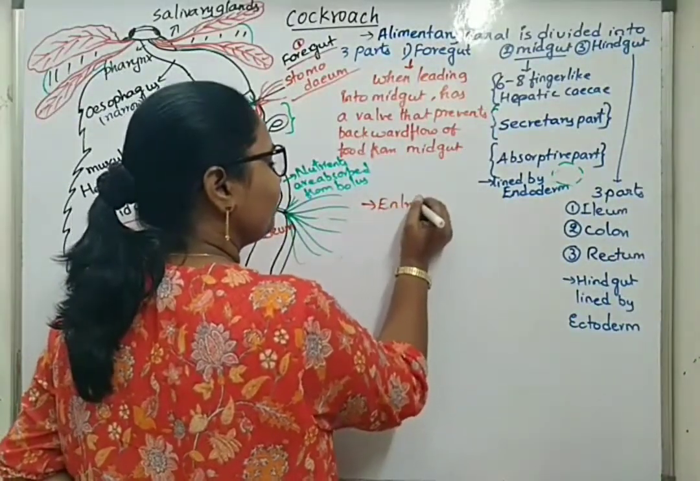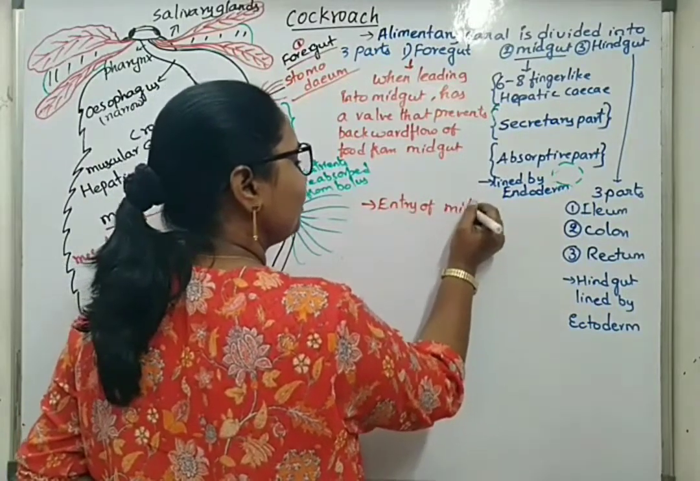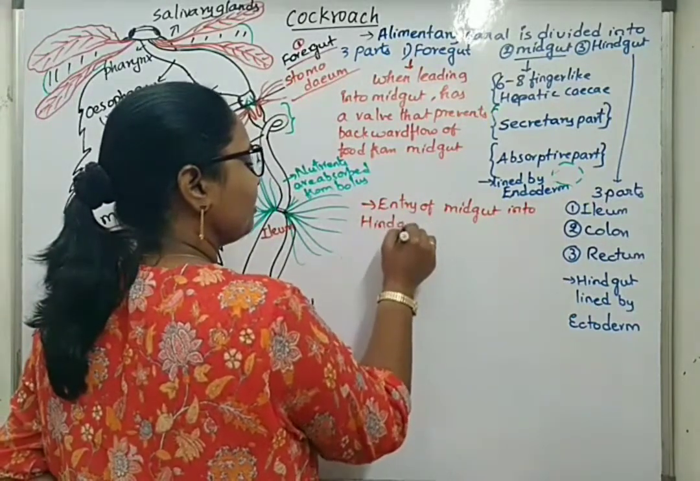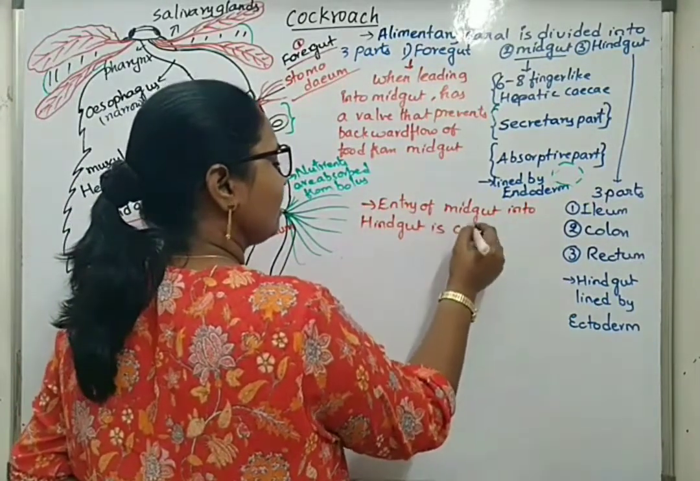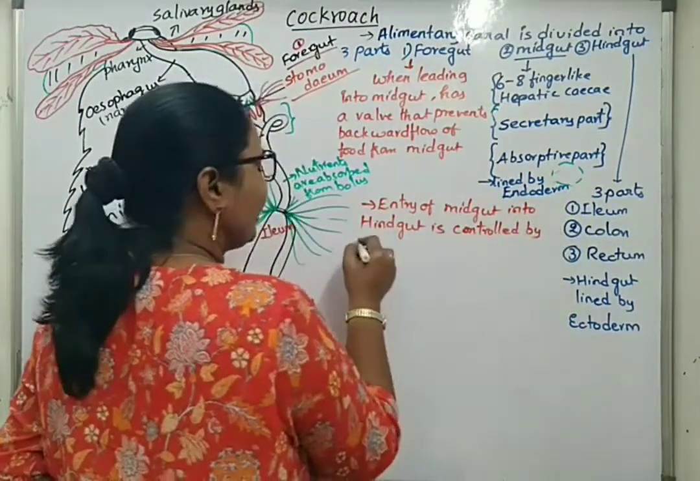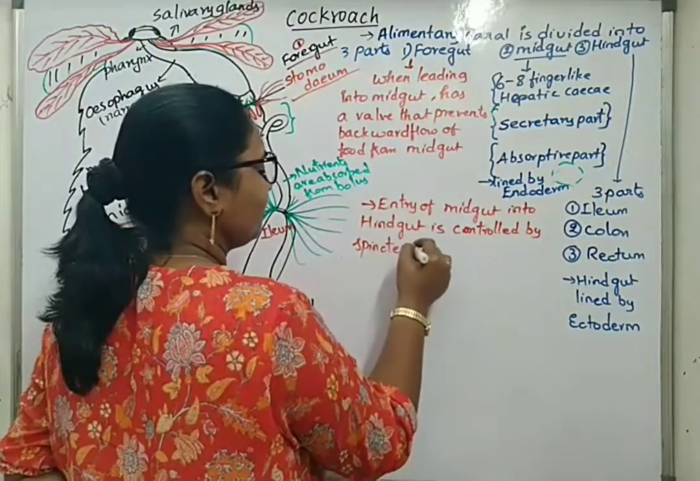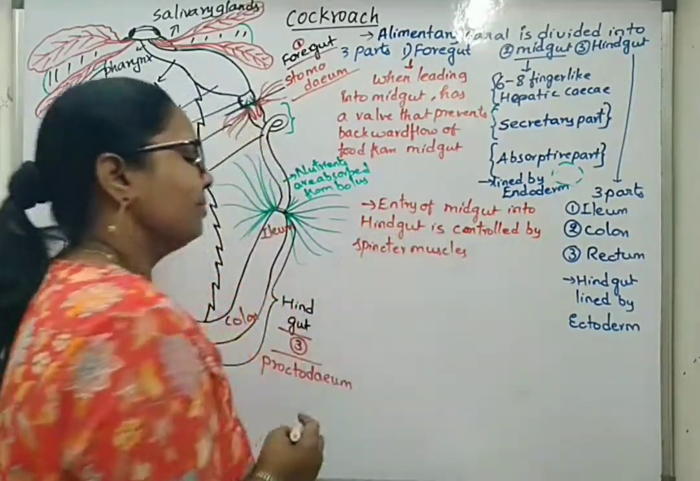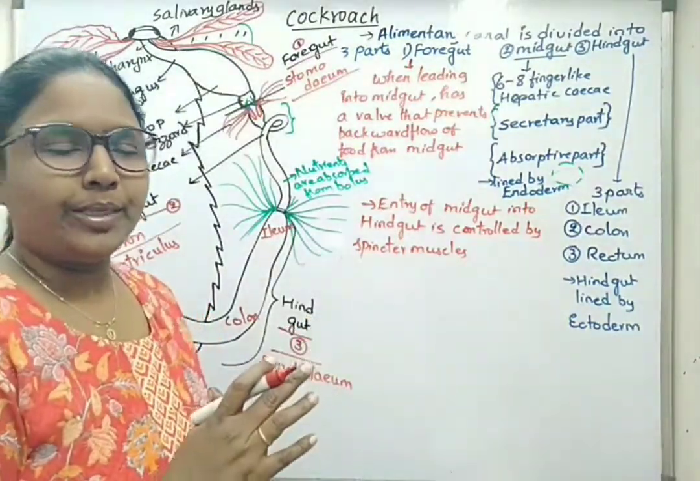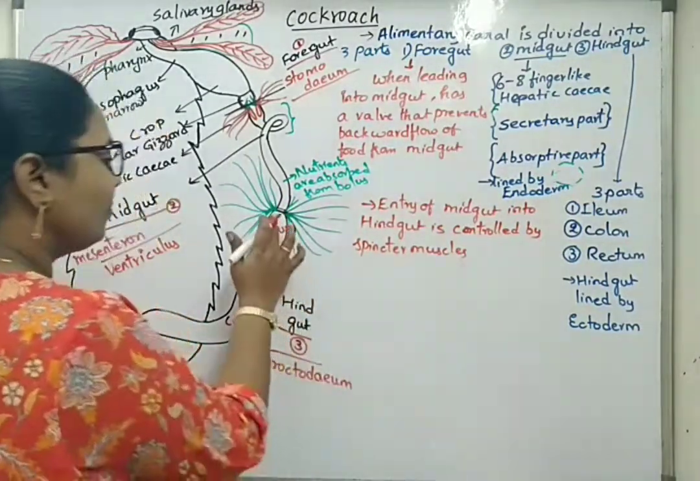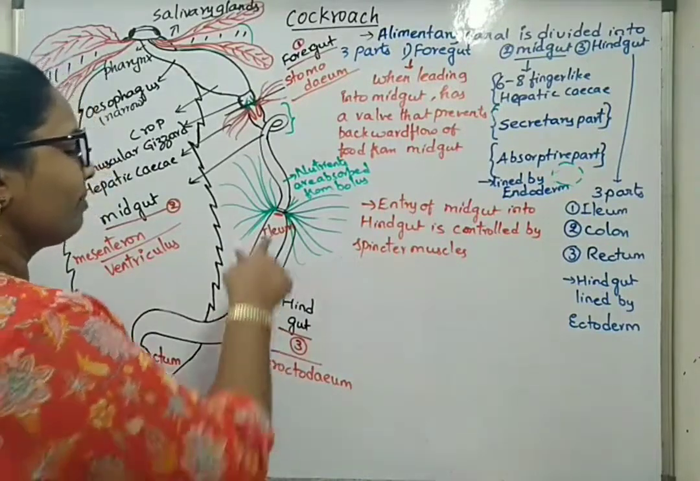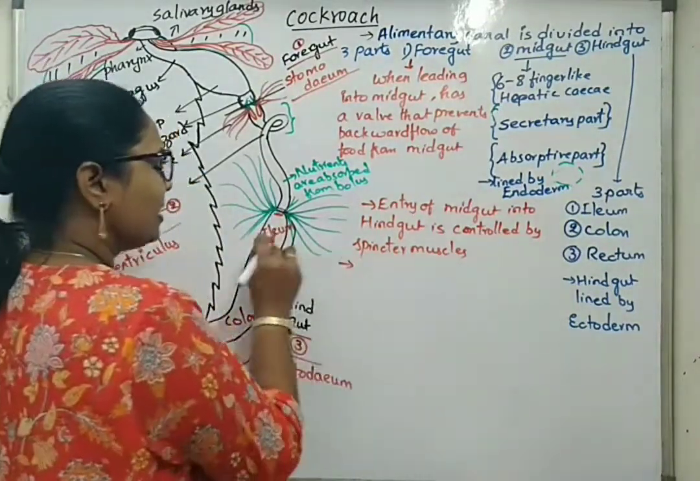Entry of midgut into hindgut is controlled by sphincter muscles. Just as the stomodeal valve prevents the backward flow of the food that has entered into the midgut, in the same way the sphincter muscles present in this region prevent the backward flow of food material from hindgut into midgut. Next, the structure ileum.